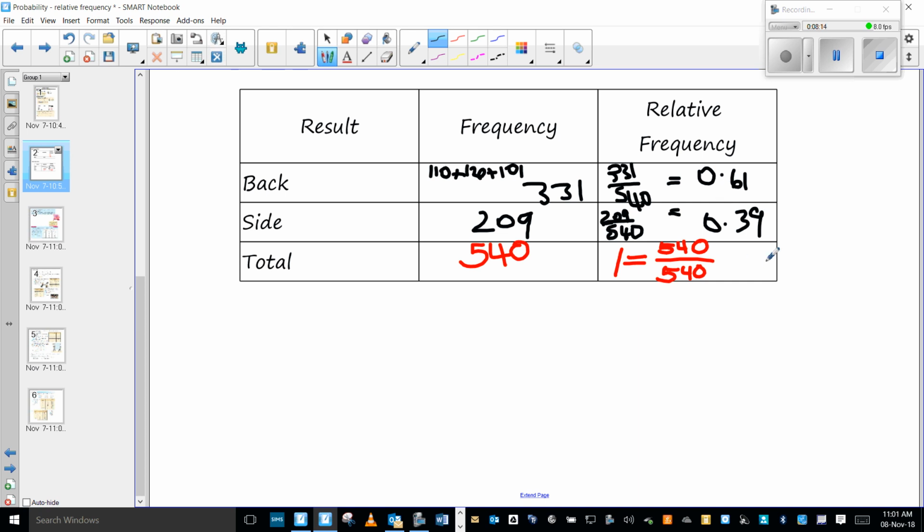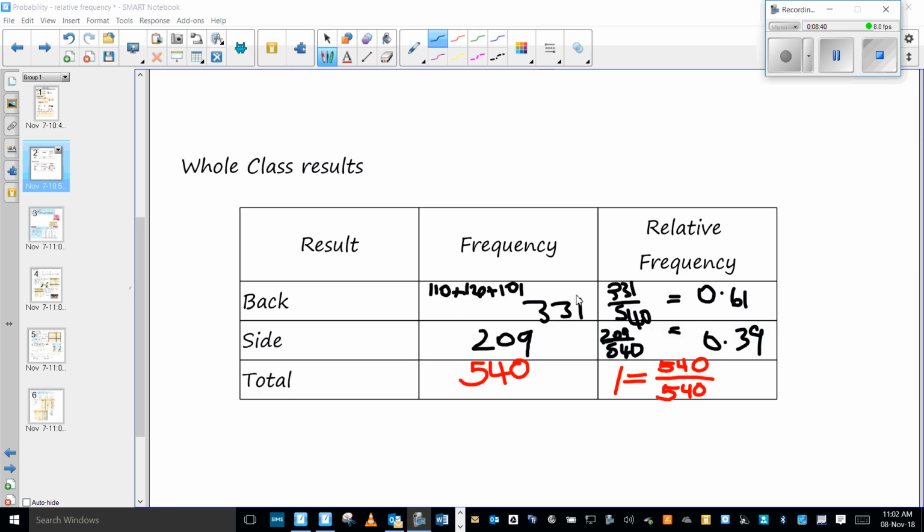Okay, so which is more likely to happen then? The back. Okay, so our class results have found that landing on the back is more likely than landing on the side. Now, obviously, we could do this probability another time, or we could look back at your small group results.